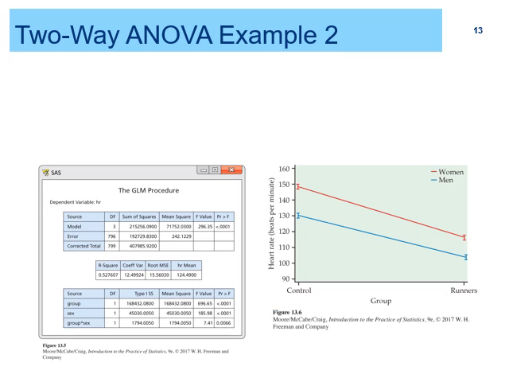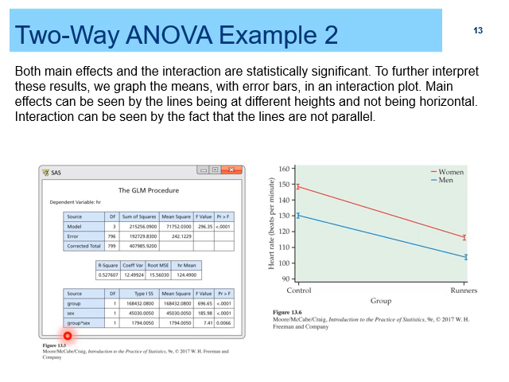So now we will see the results. Here for the model, the probability is 0.0001, so the result is significant with an F value of 96.35. And if we look at group, sex and interaction, all these three values are significant. So group, gender and their interaction are all significant. Both main effects and the interaction are statistically significant.